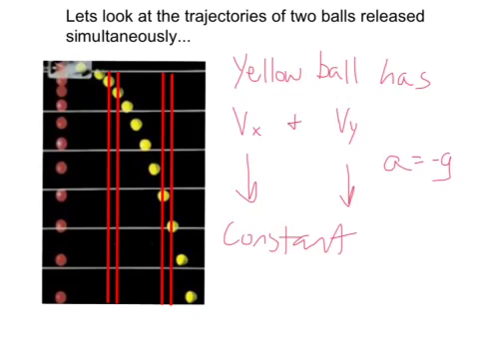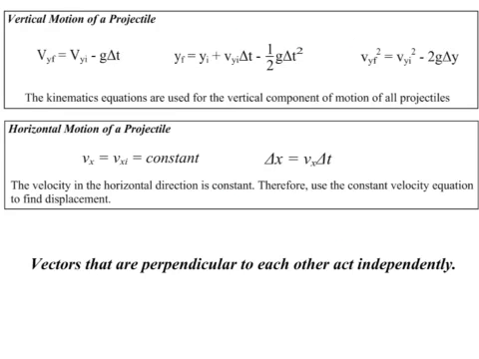So if we were to draw out the yellow ball, it has a vy straight down. It has a vx perpendicular to that. And vectors that are perpendicular to each other act independently. They don't affect one another. So we can look at projectile motion in those two different dimensions, independently of each other. We can look at the vertical motion of a projectile using our kinematics equations, where we plug in our acceleration of g.